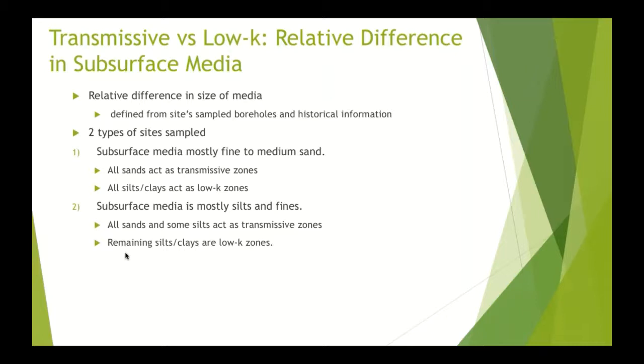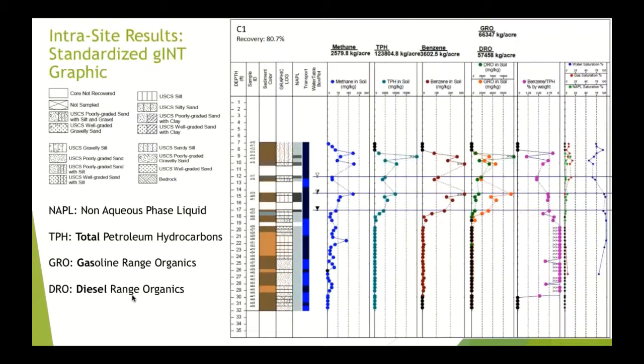We found that there are 2 different types of sites sampled. The first type of site has predominantly sandy subsurface media. This defines all sands as transmissive and all silts and clays as low K. The second type of site has predominantly silt and clay subsurface media. This defines all sands and some silts as transmissive. It then defines the remaining silts and clays as low K. This thesis presents the dividing point between the transmissive and low K zones as academic and with limitations. Next, I will continue into my results with figures while introducing equations that apply to them and further the analysis.